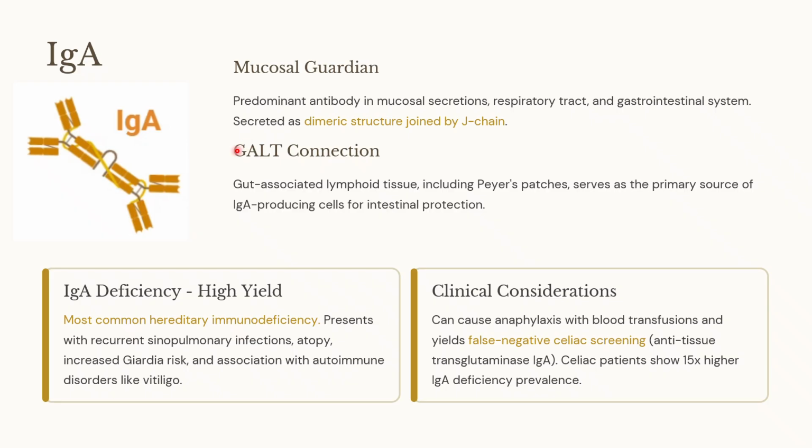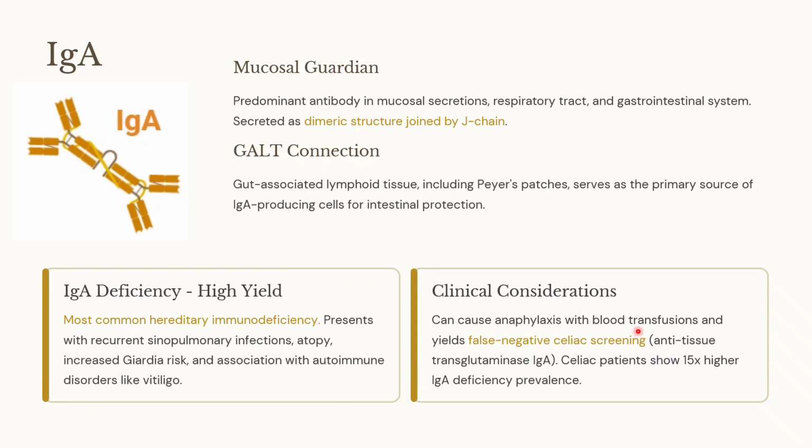The GALT, that is gut associated lymphoid tissue, consisting of the Peyer's patches or aggregates of lymphoid tissue in the gut, is responsible for protection against intraluminal pathogens. Peyer's patches are the predominant source of IgA producing cells. IgA deficiency is the most common hereditary immunodeficiency. It can present with recurrent sinopulmonary infections, atopy, increased giardia, and is associated with other autoimmune disorders too.